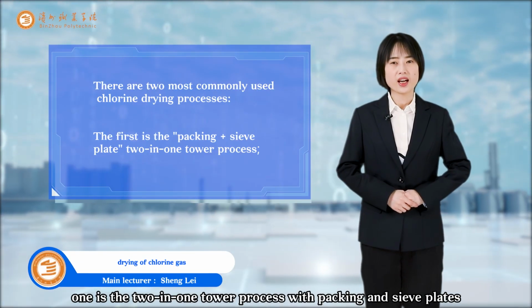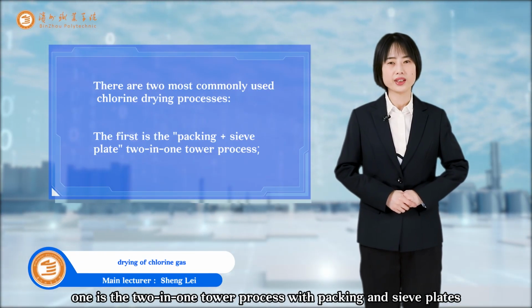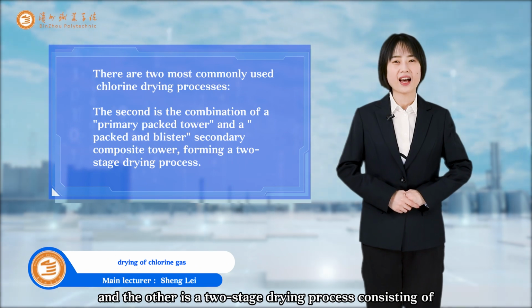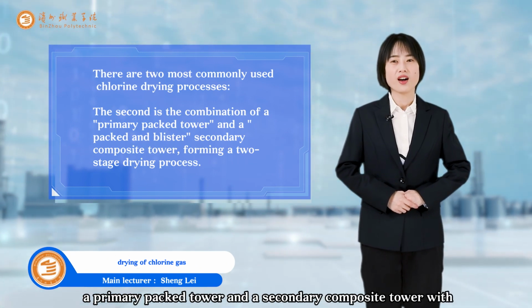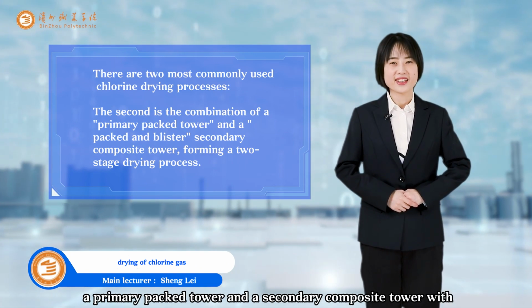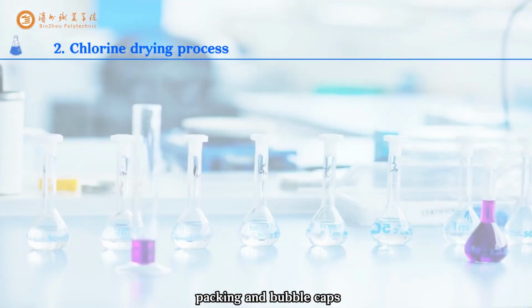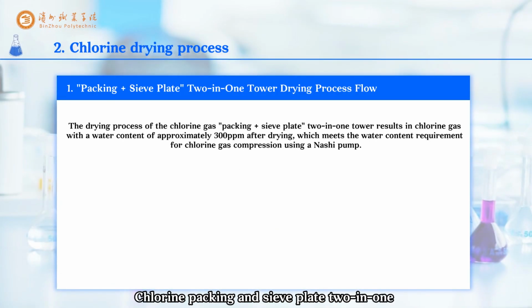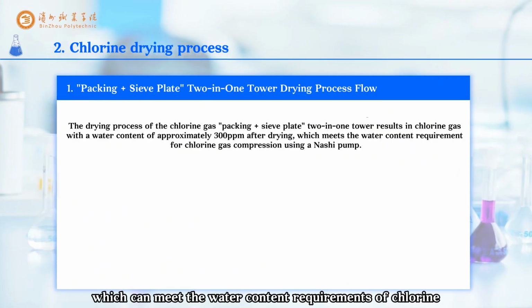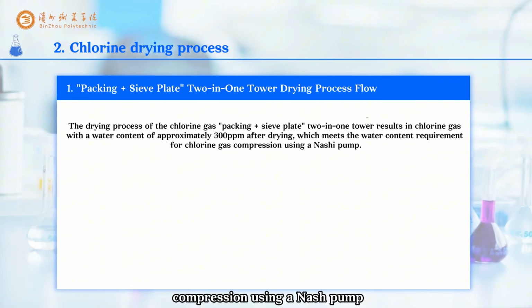One is the chlorine packing and sieve plate 2-in-1 tower drying process. After drying, the chlorine contains about 300 ppm of water, which can meet the water content requirements of chlorine compression using a Nash pump.